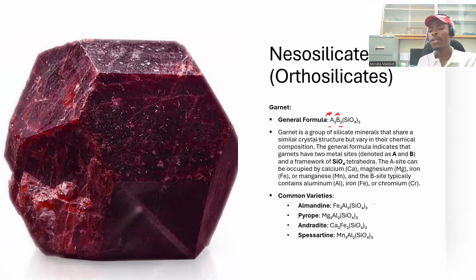Okay, so garnet is a group of silicate minerals that share similar crystal structure but vary in their chemical composition. The structure would be the same but would vary in their chemical composition. The general formula indicates that garnet has two metal sites, the A site and the B site. The A site can be occupied by calcium, magnesium, iron, or manganese. Because we are having A3, either the calcium, magnesium, iron, or manganese can occupy this A site.